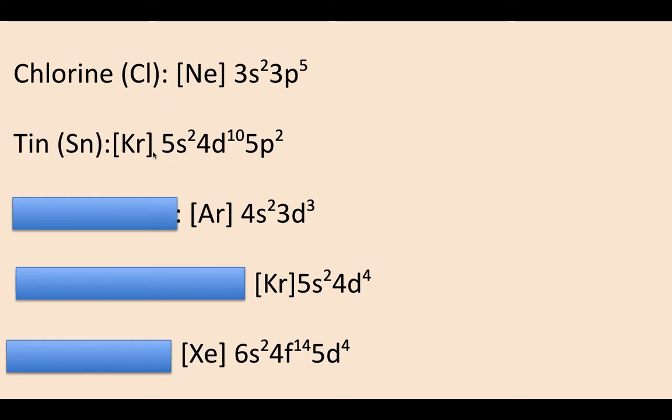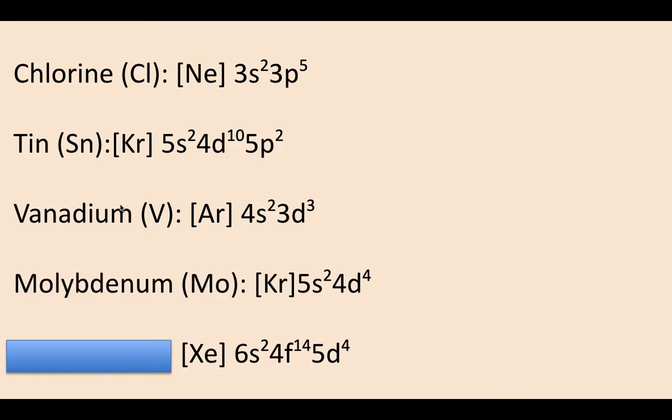Krypton has 36. 36 plus 2 is 38. 38 plus 10 is 48. 48 plus 2 is 50. Tin has the atomic number of 50. Okay. Vanadium. Argon, we know, has 18. 18 plus 2 is 20. Plus 3 is 23. So we get vanadium. Okay. And then the last two are molybdenum and tungsten.